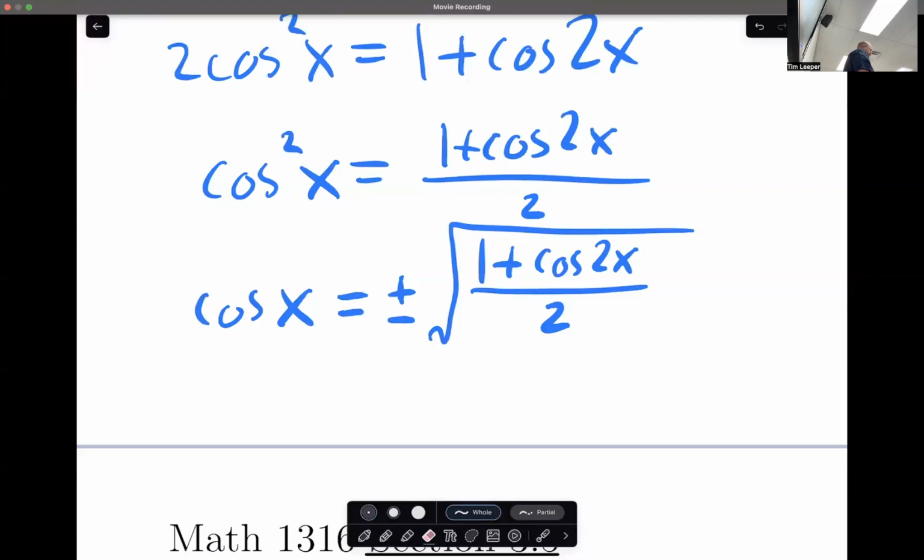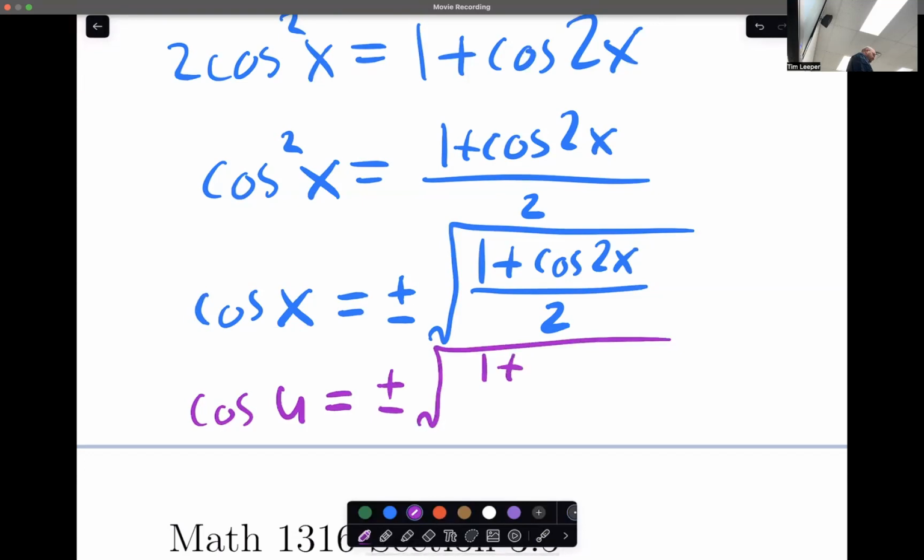Here's the thing though. I don't like having a 2x here and an x here. So if I let u be 2x, then u over 2 is x. In other words, this is telling you that the cosine of u over 2 is equal to plus or minus the square root of 1 plus the cosine of u all over 2. Sorry, that's u over 2. My apologies here.